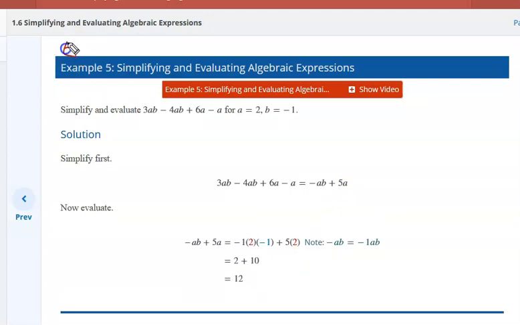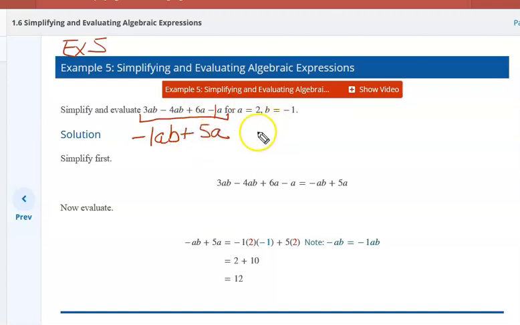Now for example 5, again they're suggesting simplify first. So we have 3ab and a -4ab, which will give us a -1ab. Remember, we don't write the 1 normally, but for calculations it's okay. And here we have a 6a minus 1a gives us a plus 5a.